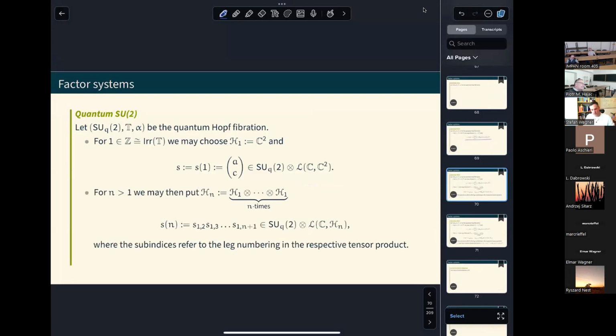Once you have this, you can generate the other ones by looking at the n-fold tensor product, and these are the elements here, where the sub-indices refer to the leg numbering in the respective tensor product. Whenever you have a torus bundle, it's usually enough to find only one of these elements, and then you can generate the other ones.